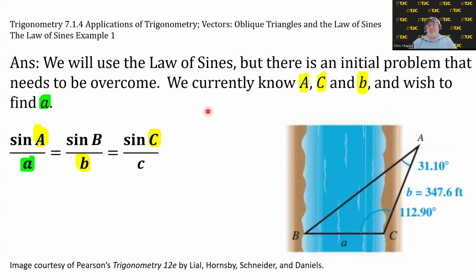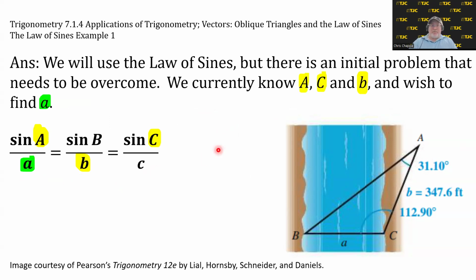Now, we will use the law of sines, but there's an initial problem that needs to be overcome, and this happens rather frequently with the law of sines. We currently know angle A, angle C, and side B, and we wish to find side A. If you notice in our three ratios, I've highlighted in yellow the things we know and in green the thing we want to know.